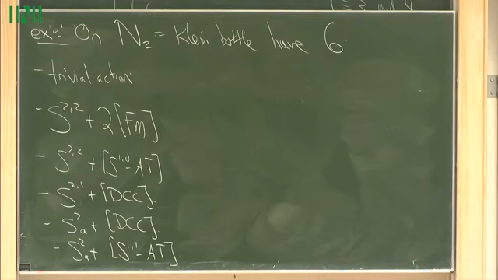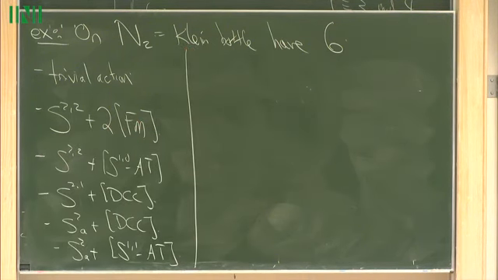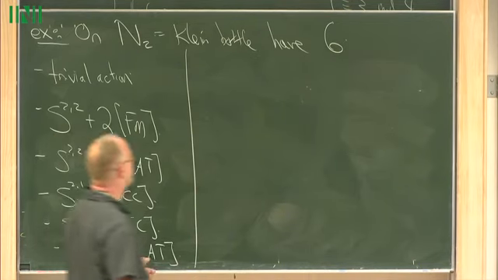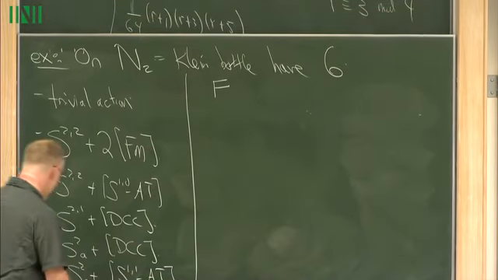Okay, so how do I know that that's all of them, and how do I tell them apart? Well, let's answer the second question first. What are the obvious invariants you can write down? There's F, which is the number of isolated fixed points.